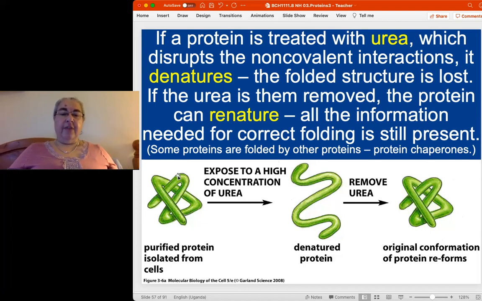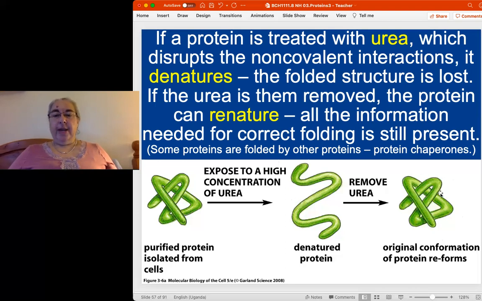So here we can see a folded protein, a purified protein. Here we have dissolved it in a high concentration of urea, and all the interactions that are holding this polypeptide chain in its folded shape are broken by the urea, and we see an extended polypeptide chain, a denatured protein. Okay? But then if we remove the urea, the protein folds up again.